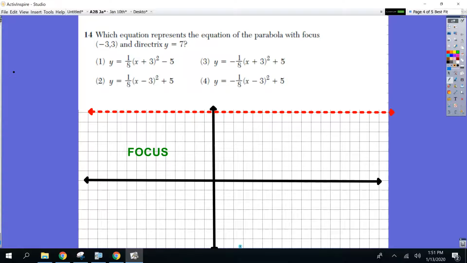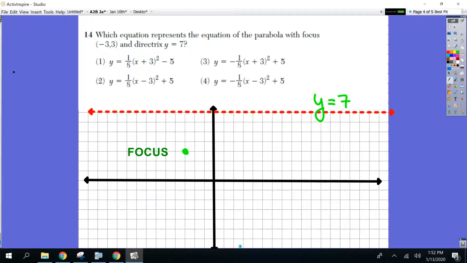Focus, 1, 2, 3, 1, 2, there it is. There's the focus. And this is y equals 7 for me. Or you can sketch your own rough graph on the problem near the problem, all right? Do what you got to do, all right?